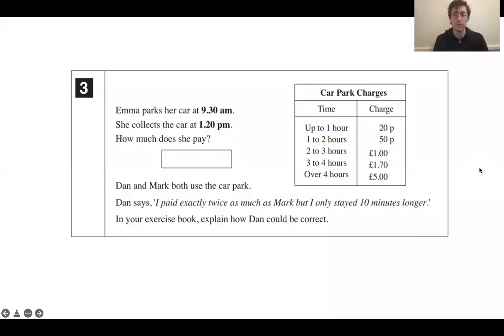This is from the mathematics enrichment program, I think. And it's a very typical way that students encounter explanation. There's a question where you don't need to explain anything to answer the initial question. And then it's like, okay, now explain how Dan could be correct. I paid exactly twice as much as Mark, but I only stayed 10 minutes longer. Students need to explain stuff.